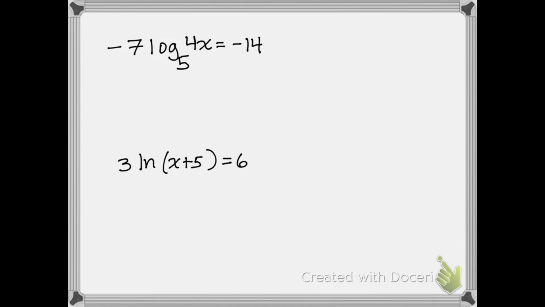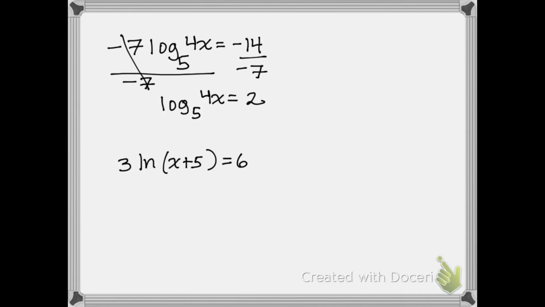So here's the first one. Before we apply what we know about logarithms, we need to isolate the logarithm. So I want to use this idea of log base a of b, but I've also got this -7. So before I apply what I know, I have to isolate the expression. In this case, I'm going to divide by -7, and that'll give me log base 5 of 4x is equal to 2.